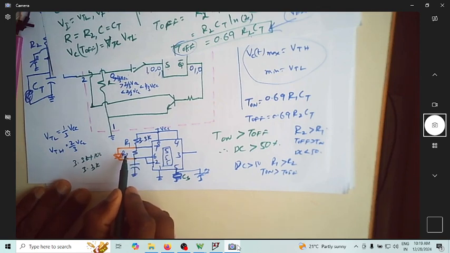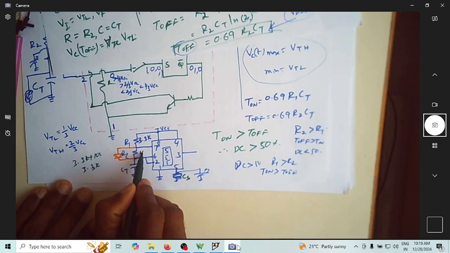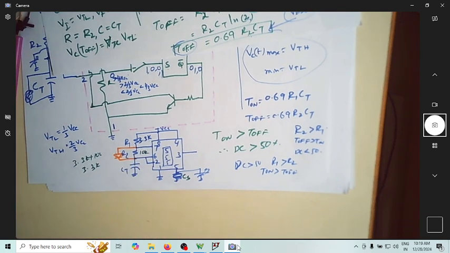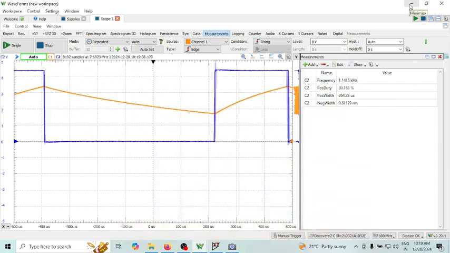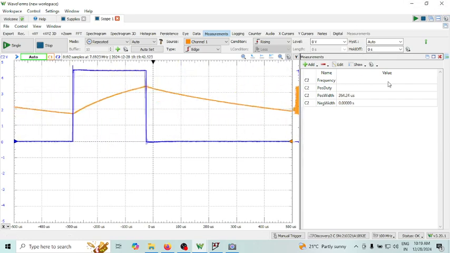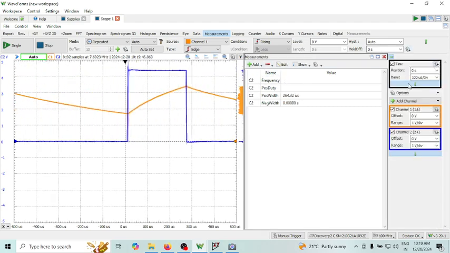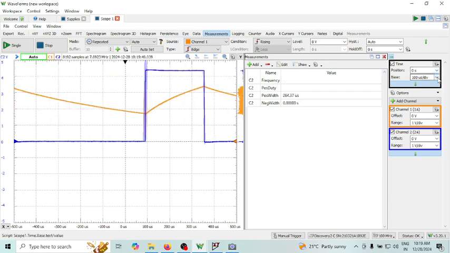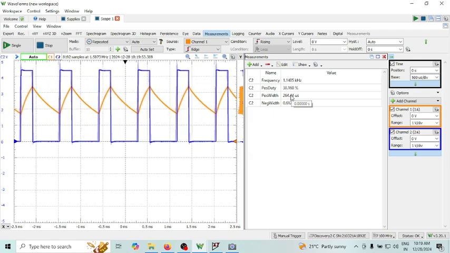So how do I get less than 50% duty cycle? Make R2 10K, with R1 at 3.3K. You can see what happens. I'm making R2 too much, so this is R2 10K. You can see now duty cycle is less than 50%. The one which we could not get without the diode, we could get by using the diode. You can see now the duty cycle is 30%.